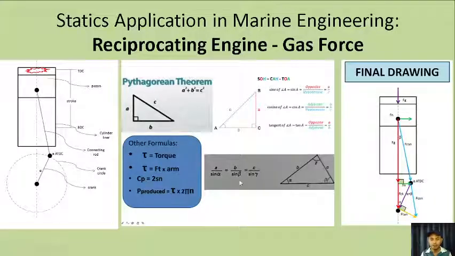And with the use of that, so meron tayong Pythagorean theorem, Pythagorean theorem din, and we have sine law. So we will have to use this one in solving the gas force, the F-con, connecting rod force. We have the normal force. We have the crank pin force or crank web force, and we have the tangential force also. So also we can solve for the torque, the mean piston speed, and the power produced of the engine. So based on this diagram.